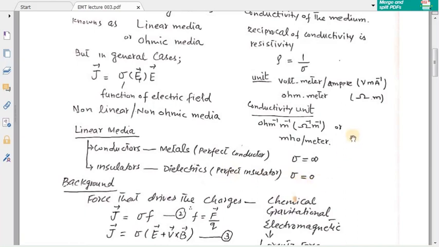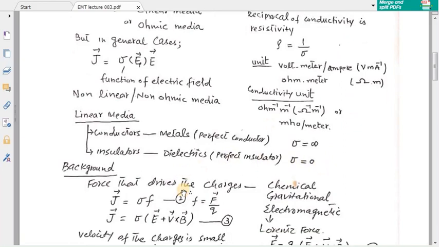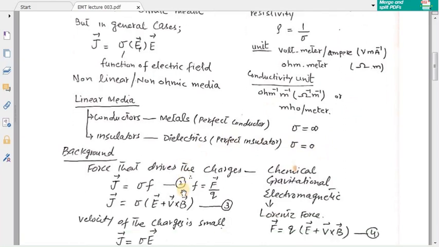Regarding the background of equation number 1, if we want to move the charges by some force, the force may be chemical, gravitational, or electromagnetic, and here we focus on the electromagnetic force, known as the Lorentz force, written as F is equal to q into E plus v cross B. Current density is defined as J is equal to sigma into small f, where small f is equal to force per unit charge. Using the Lorentz force, we can write this current density equation as J is equal to sigma into E plus v cross B.